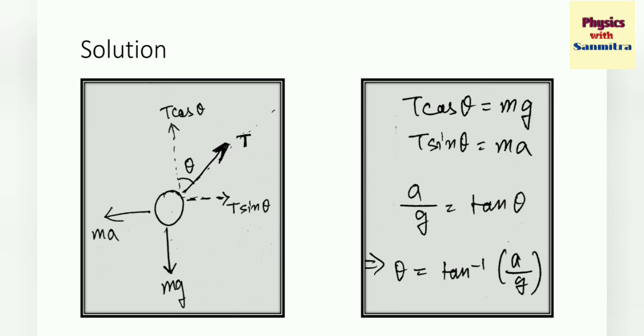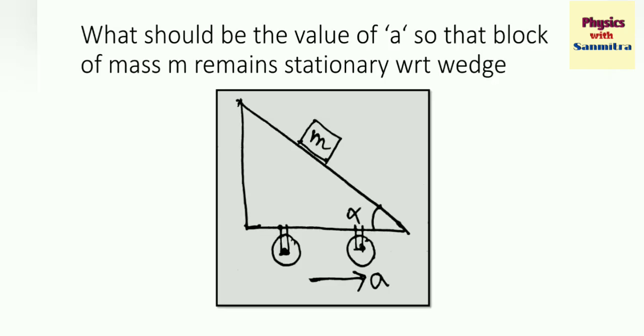Okay, the next question, or the last question. There is a wedge that is on wheels, and it is making an angle alpha. The wedge is having an angle alpha. Now a block is kept here on the smooth surface. It is not mentioned as smooth, so I am mentioning it here as smooth. What should be the acceleration of the wedge so that the block remains stationary with respect to the wedge?